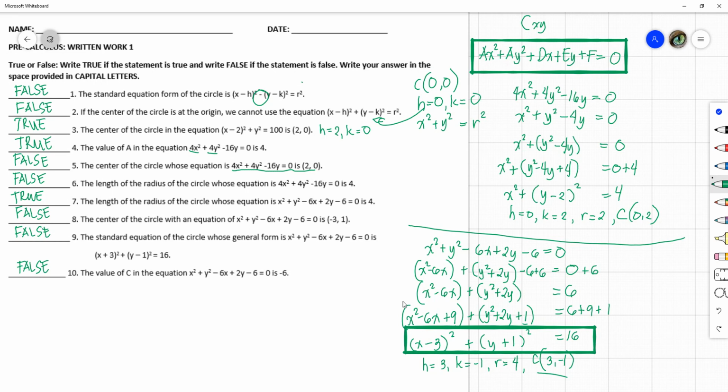Therefore, the answers must be: 1 and 2 are false, 3 and 4 true, 5 and 6 false, 7 is true, 8, 9, and 10 are false. So these are the answers for the written work. Now, let's move to your performance task.